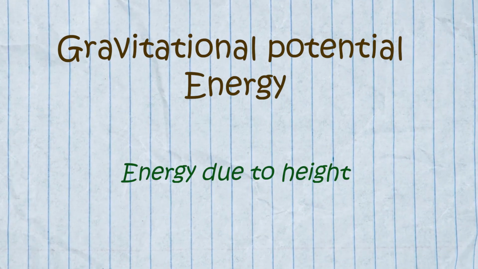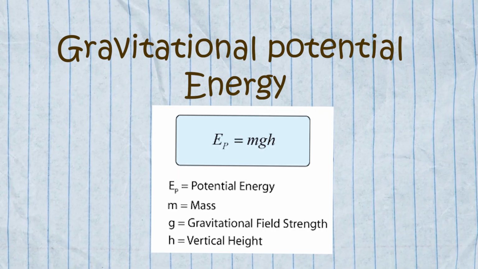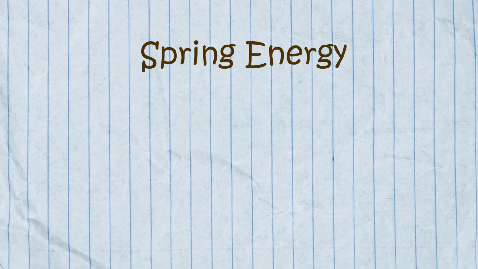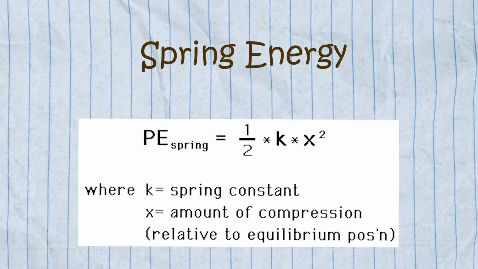Gravitational potential energy is the energy possessed by an object due to its height, m times g times h, which is mass, gravity, and height. And finally, spring energy, which equals half times k times x squared, where k is spring constant, and x is displacement.